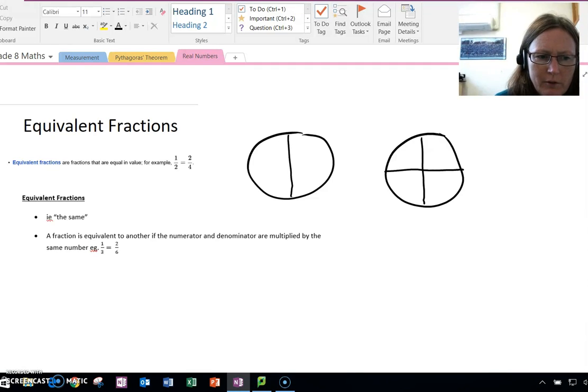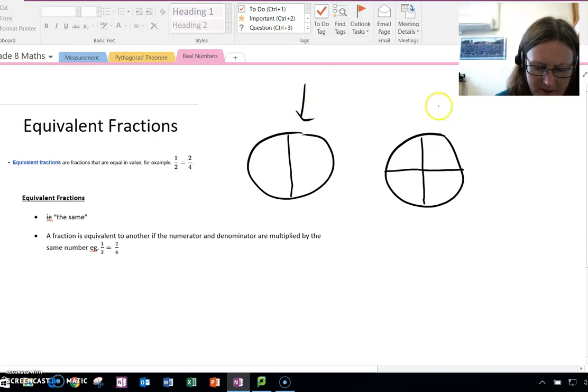Okay, let's look at equivalent fractions. Equivalent fractions are fractions that are equal in value or the same. So I've drawn here two pizzas, for example. This pizza is cut into 2. This pizza is cut into 4.